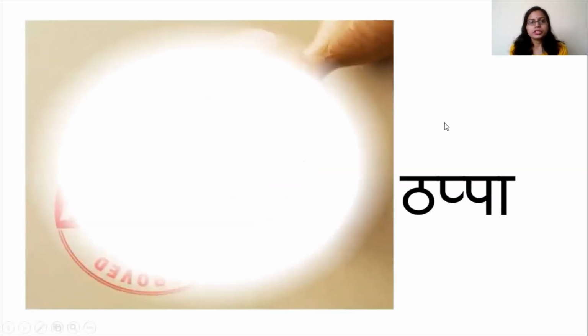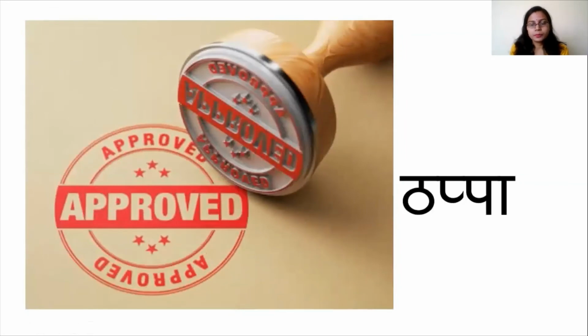The next poem is about thappa. I told you thappa is actually the stamp. Let us see what is given in the poem.